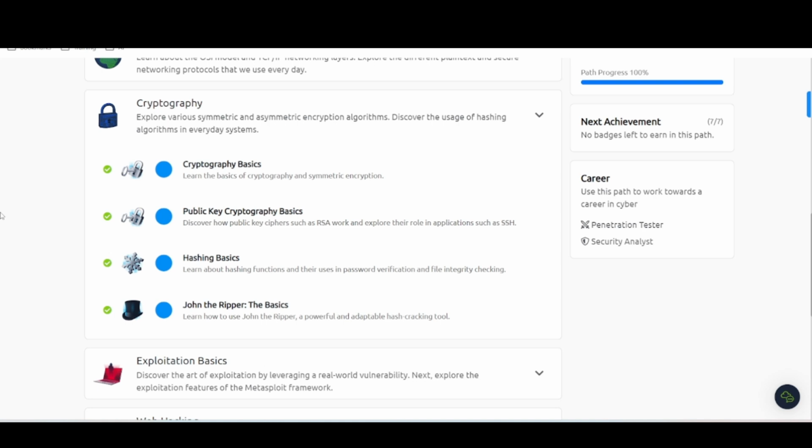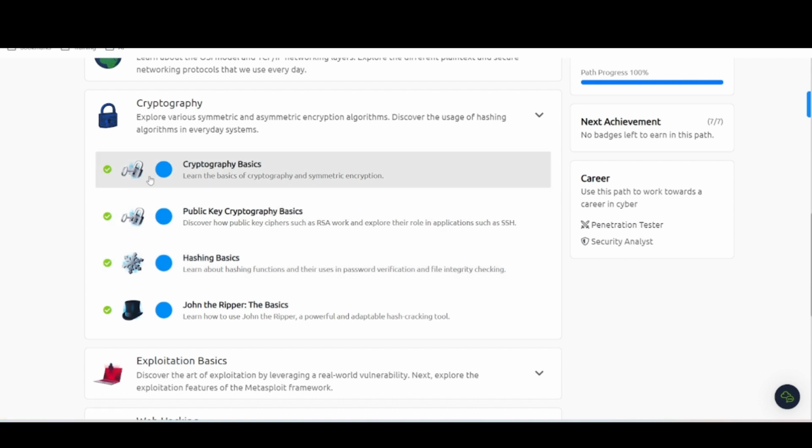Today's video, we are continuing on with TryHackMe's Cybersecurity 101 learning path. This is the Cryptography module. Explore various symmetric and asymmetric encryption algorithms. Discover the usage of hashing algorithms in everyday systems. As you can see here, there are various different rooms that are going to be covering those different areas in cybersecurity.